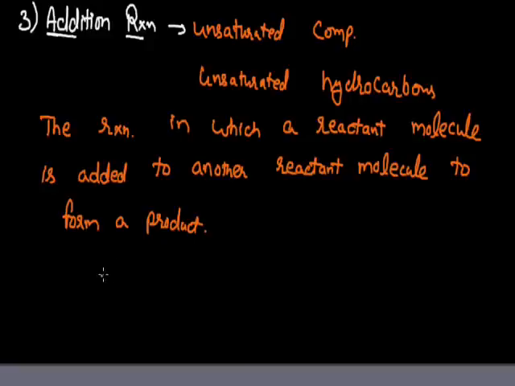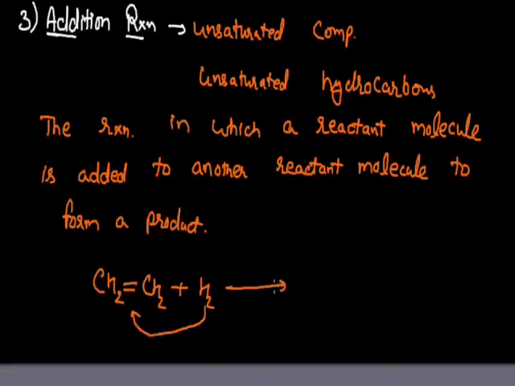For example, if I take a molecule of an unsaturated hydrocarbon, and we take the first member of the unsaturated alkenes, that is ethene. If ethene is reacted with a molecule of hydrogen, this hydrogen will destroy the unsaturation of this compound, and by the reaction of hydrogen on ethene in the presence of nickel catalyst, we will get a molecule of saturated hydrocarbon, that is ethane.